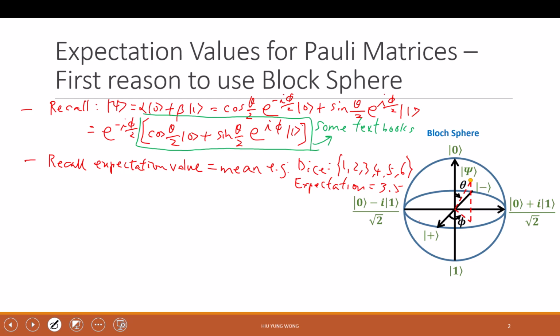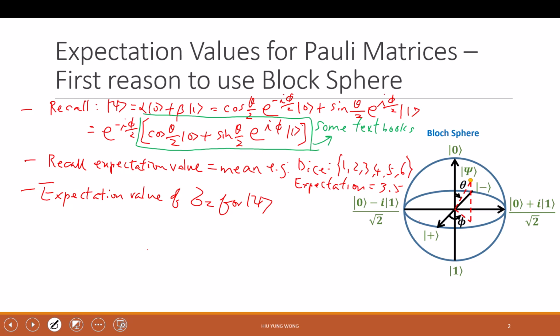So now, what is the expectation value of sigma z for psi? Basically, the question is that you try to measure sigma z, right, which actually corresponds to the spin in the z direction. What is the expectation value?